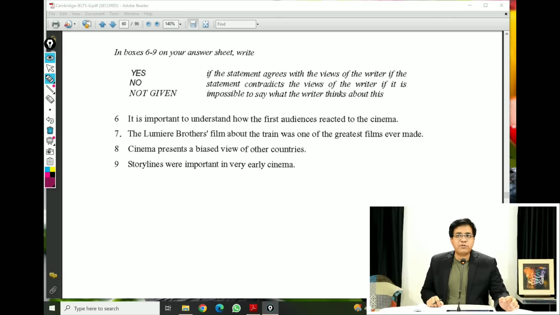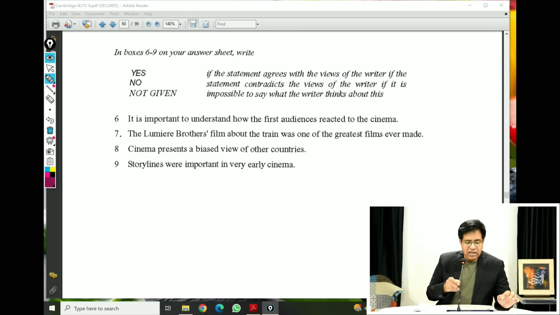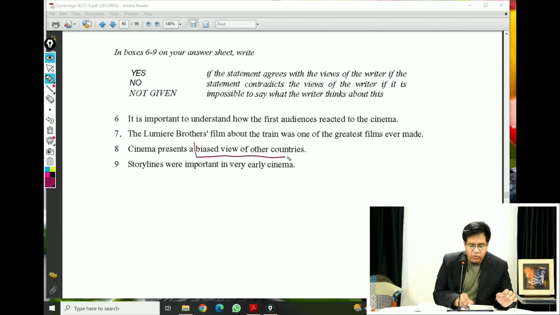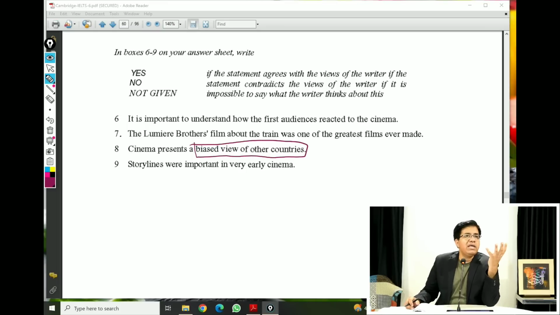Question number 8. Please focus and pay attention and don't talk to each other. Don't try to teach each other. Just focus here. Question number 8. Cinema presents a biased view of other countries. Underline biased view of other countries. Now, one is an honest view, one is a biased view. So, if cinema presents a biased view of other countries, the answer is true.